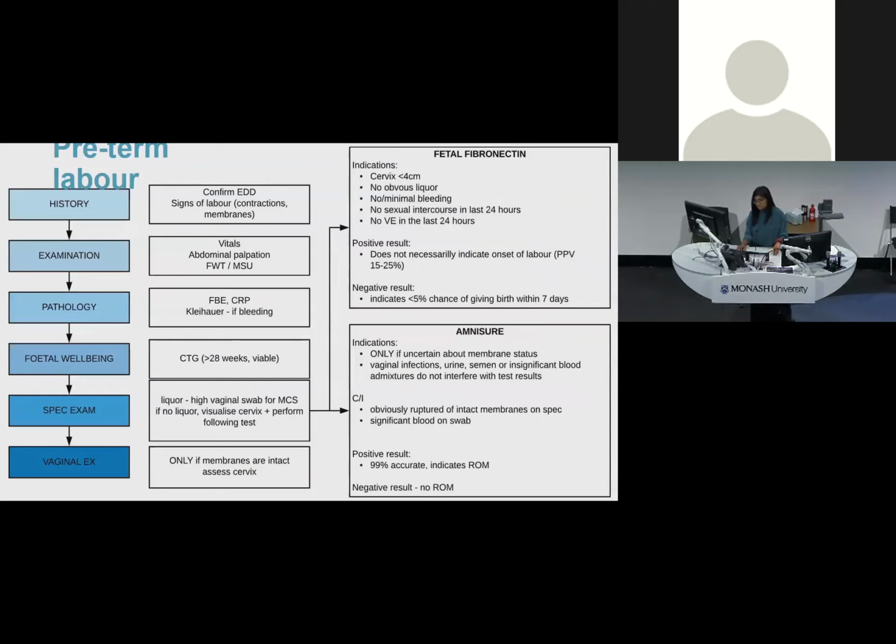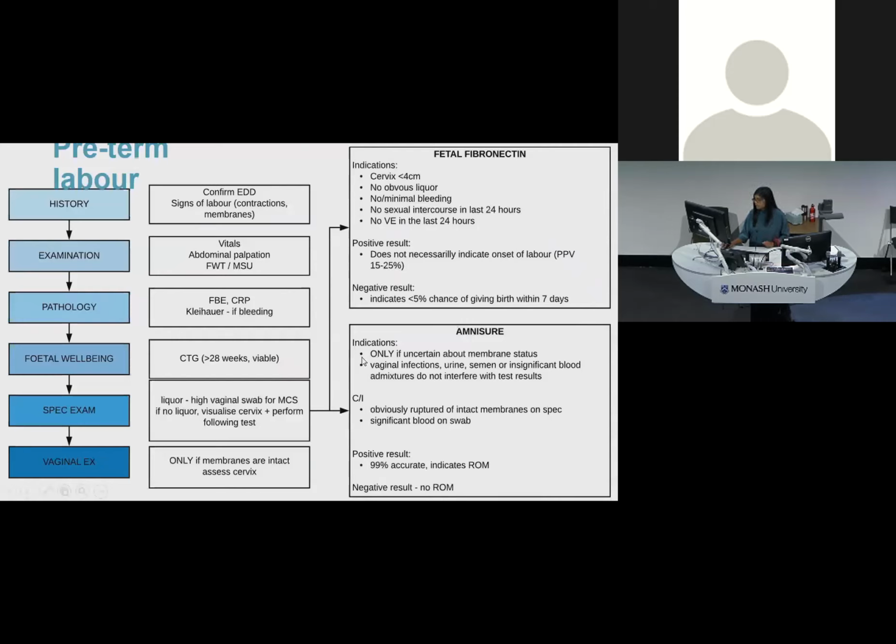With the spec exam, you do that in a sterile manner, and if there's LICA, you do a high vaginal swab for MCS, looking for any infections. If there is no LICA, only if there is no LICA, you visualize the cervix and perform the 2 tests, fetal fibronectin and Amnisure. These aren't ones that you always perform routinely. Fetal fibronectin indicates whether the baby will have imminent delivery. The important thing is that a positive result does not necessarily indicate onset of labor, but a negative result indicates less than 5% chance of giving birth within 7 days.